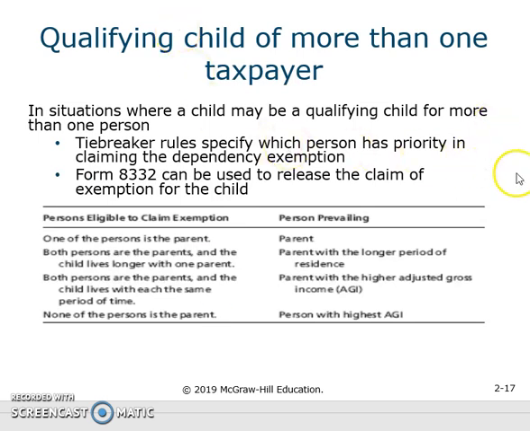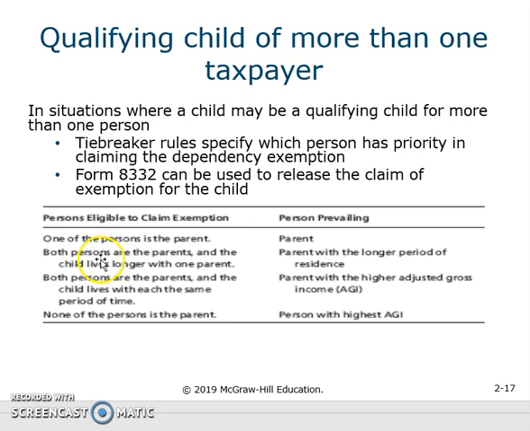There are some situations where a child could be the qualifying child of more than one taxpayer. So in this case, the IRS has set forth some tiebreaker rules to determine which person has the priority in claiming that dependency. In addition to that, Form 8332 can be used by an individual that is allowed to claim the child to release the exemption for that child.